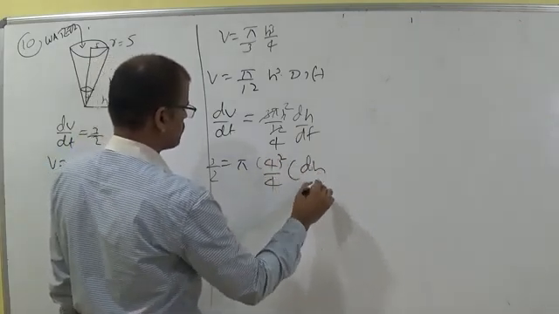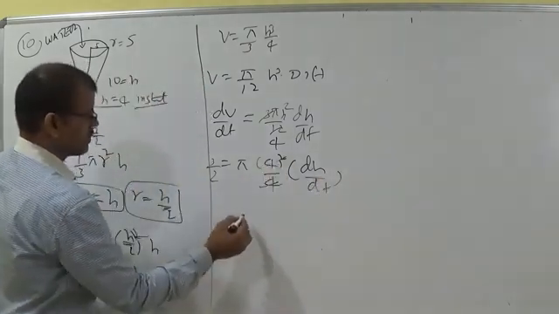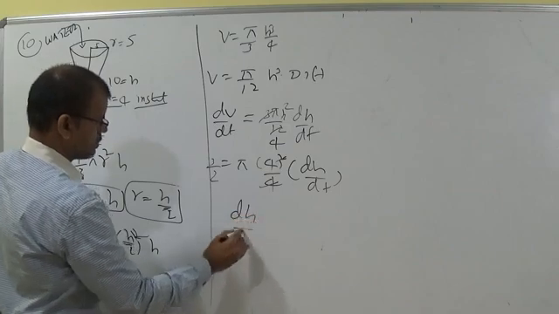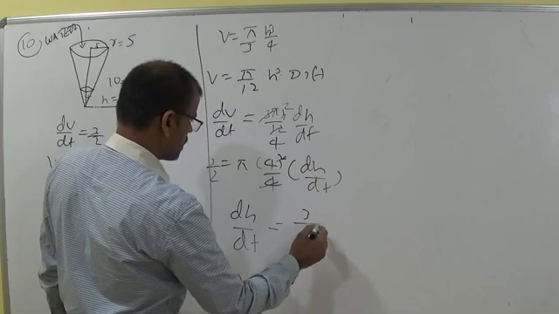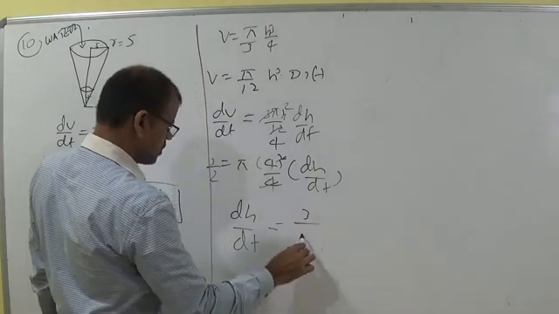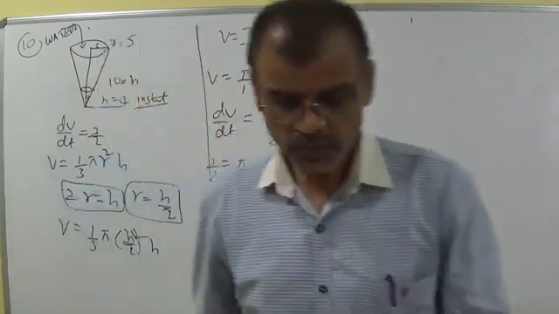dH by dt simply you write. This one you should carry correctly. 4 square cut short. Now dH by dt is equal to, 4 taken, 4 pi taken this side. So it becomes 3/2, 4s are 8 pi. 3/8 pi is the answer.